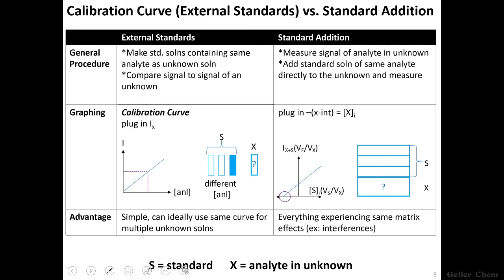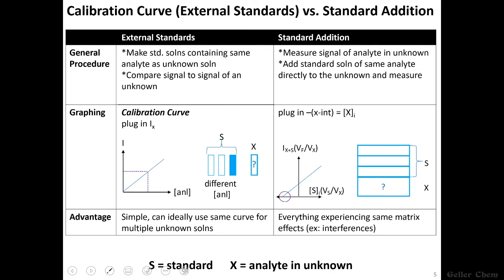Now, the advantage of the calibration curve is that it's simple, and you can ideally use the same curve for multiple unknown solutions. For example, what if we had 20 different unknowns whose concentration we wanted to know? We could, in theory, just measure each of those unknowns and plug them all into the same calibration curve and just solve for x each time. And Excel could do this very quickly in real life. And so it's very nice and convenient. I, in fact, used the same calibration curve in grad school for about 2.5 years. I would just take data on unknowns and plug it into the same equation for 2.5 years.